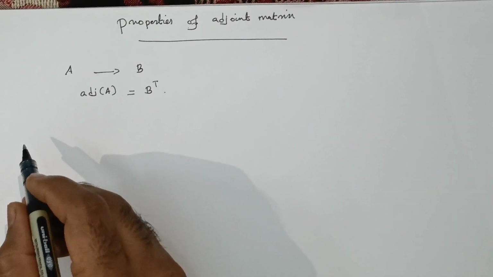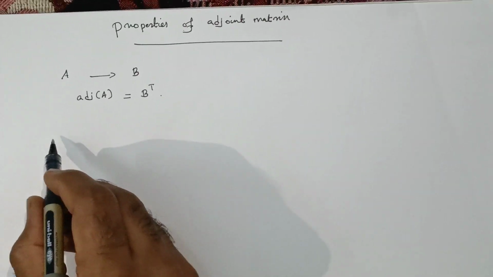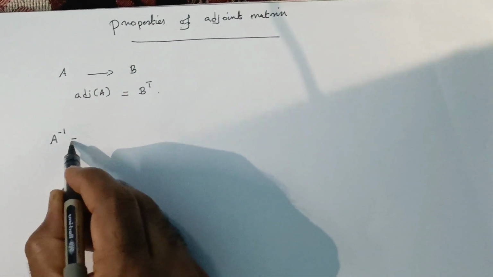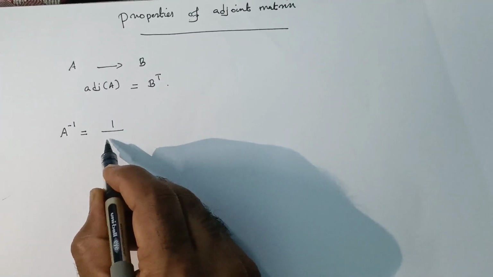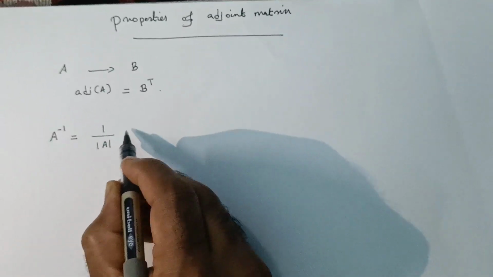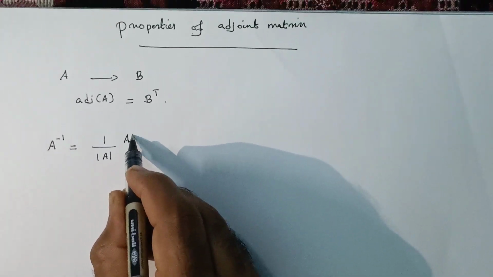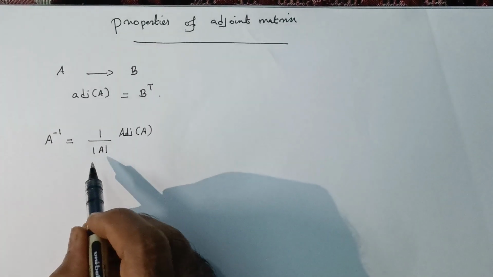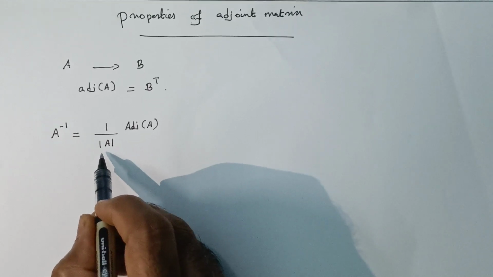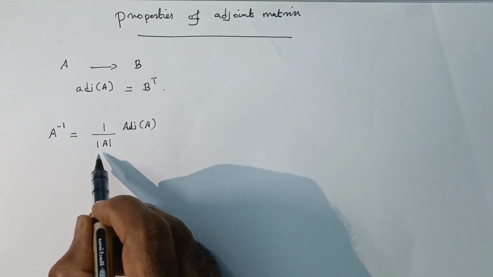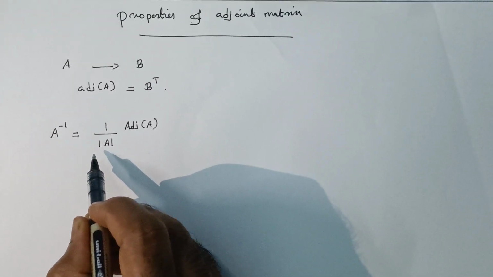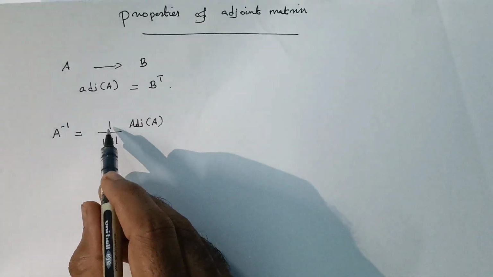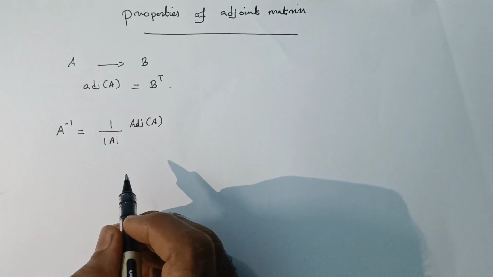We know that for a non-singular matrix A, the inverse of the given matrix is given by A inverse equal to 1 by determinant of A into adjoint of the given matrix A. That is, for a non-singular matrix, that is determinant A not equal to 0, we can define its inverse, A inverse equal to 1 by determinant of A into adjoint of A.